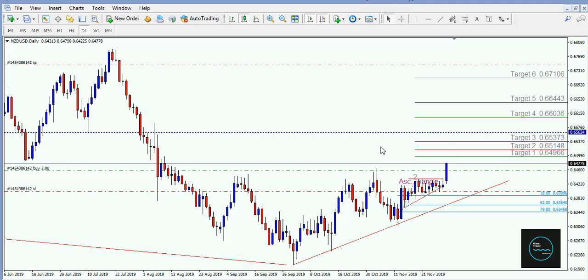It's a position trade, so this could take a couple of weeks, probably 2 weeks or more. But if I'm fortunate and the market is very strong, I might be done by Friday. So that's my take on the New Zealand USD currency pair.